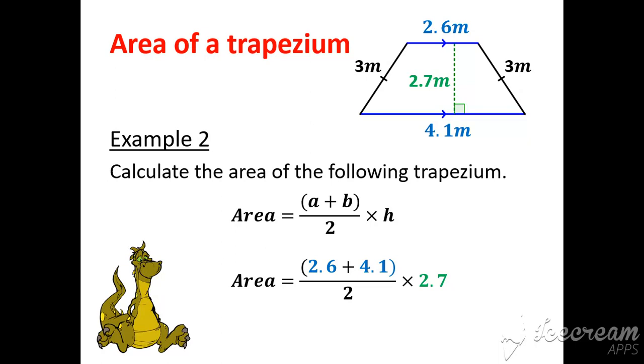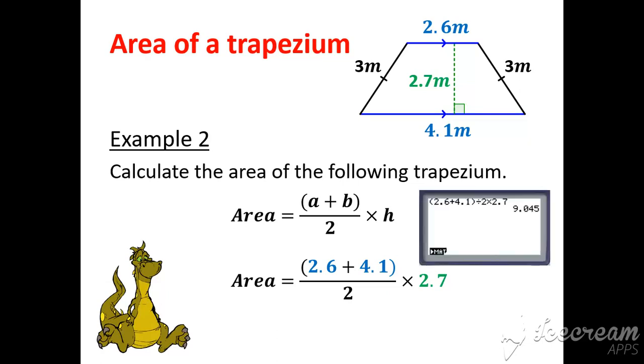I'm not going to try bed maths in my head. I almost made a mistake last time. So I'm just going to grab my calculator and go brackets 2.6 plus 4.1, close my brackets, divide that by 2, and then times it by the height, which is 2.7, and I get 9.045 meters squared.